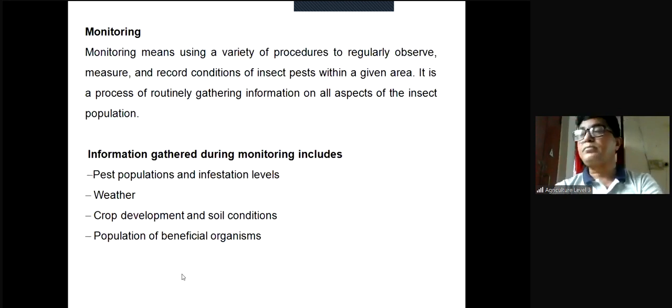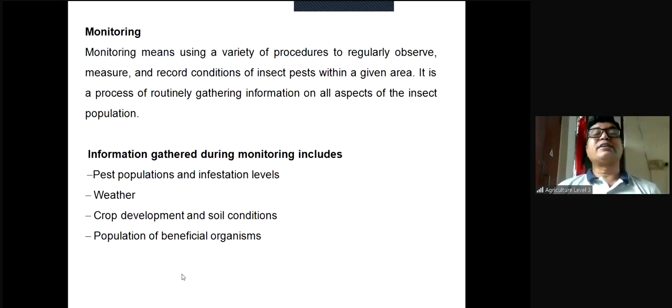Conditions means when the infestation starts, when the population incidence starts, what is the initial number, and then how the number is fluctuating, what about the adults, what about the immature stages, what about the eggs, and so on. It is a process of routinely gathering information on all aspects of the insect population. All aspects means insect behavior, like the adult, immature, eggs, and even the number. In addition to this, the weather parameters, because weather is very much related to the population of the insect. So it is called all aspects of the insect population.